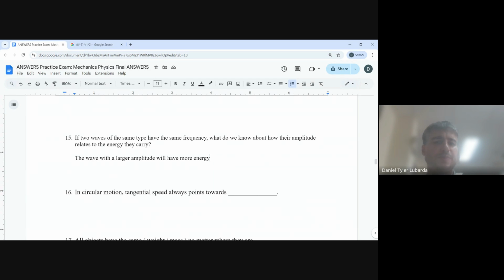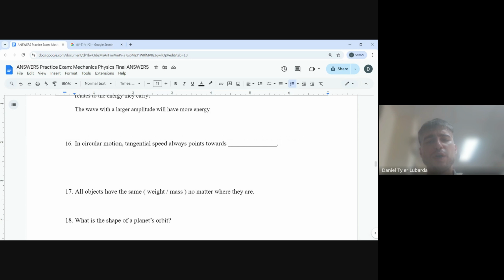In circular motion, tangential speed always points towards the tangent of the circle. And that might not be really clear what it means. So what I'm going to do is to open up a drawing and see if we can make it more clear by showing the tangent line at different points on a circle.